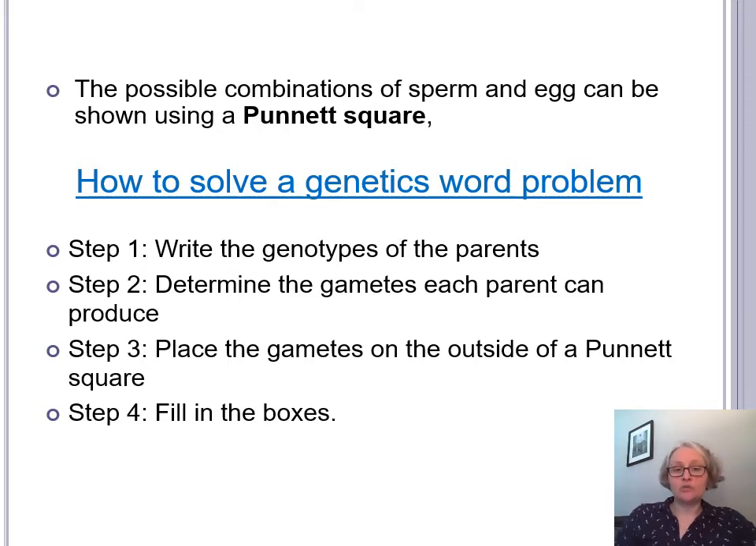So to solve the genetics word problems, the first thing that you need to do is you need to write down the genotypes of the parents. Or in other words, you need to take the story that says tall plant or short plant or red plant or polka dotted plant and turn that into letters. Secondly, you'll figure out the gametes that each parent can produce using the law of segregation. Then you'll place those gametes on the outside of a Punnett square, and then lastly, you fill in the boxes.